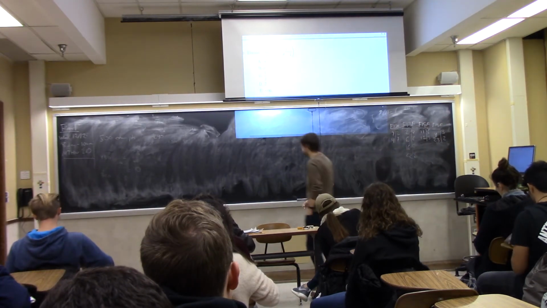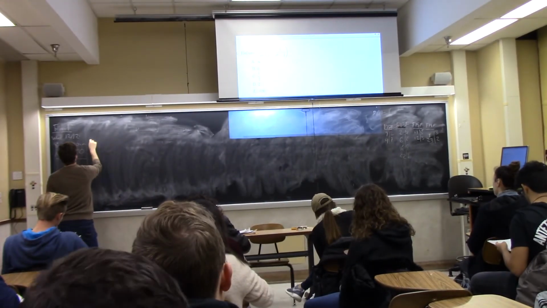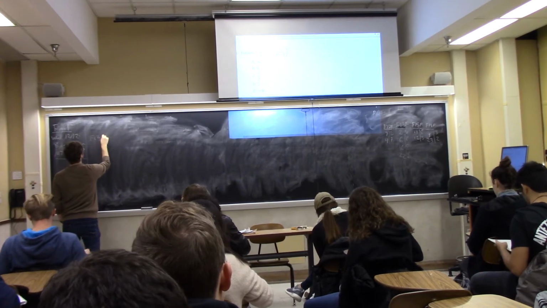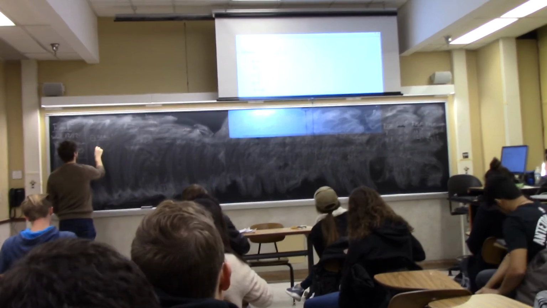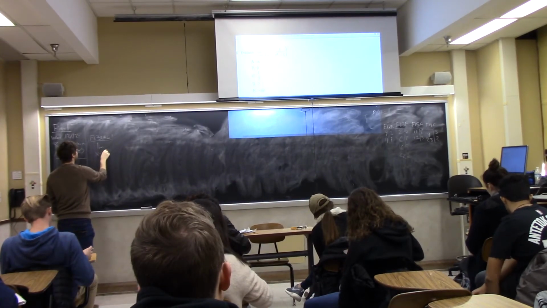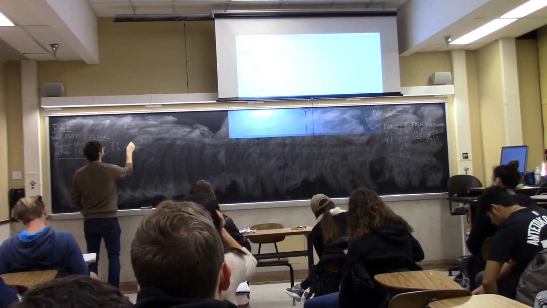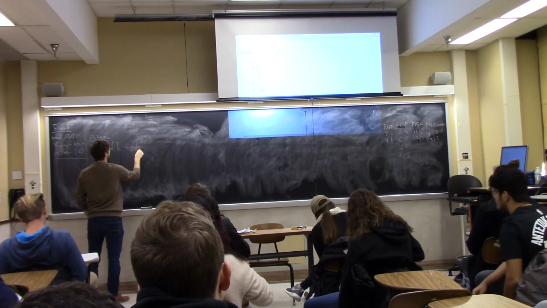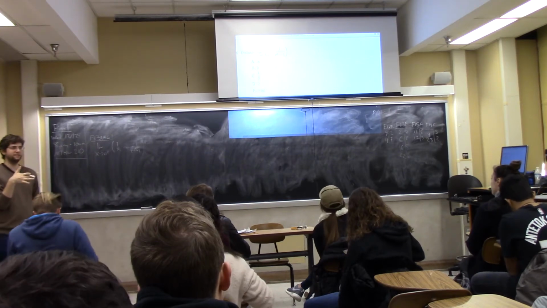So we have the limit, x goes to 0 plus of 1 over x minus 1 over e to the x minus 1. All right. Any ideas on how to do this?